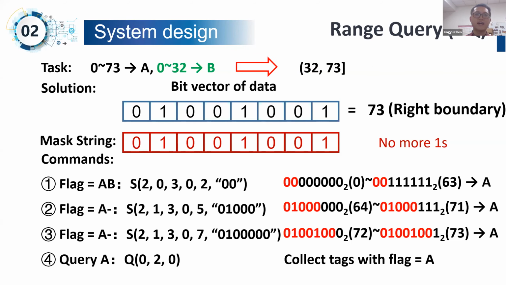If the range also has a lower boundary, for example, 32 in this case, by using the same method I introduced before, we can first set tags with data below 73 to A, and then set tags with data below 32 to B, and then all target tags are set to A successfully, and we can collect them through a query command.